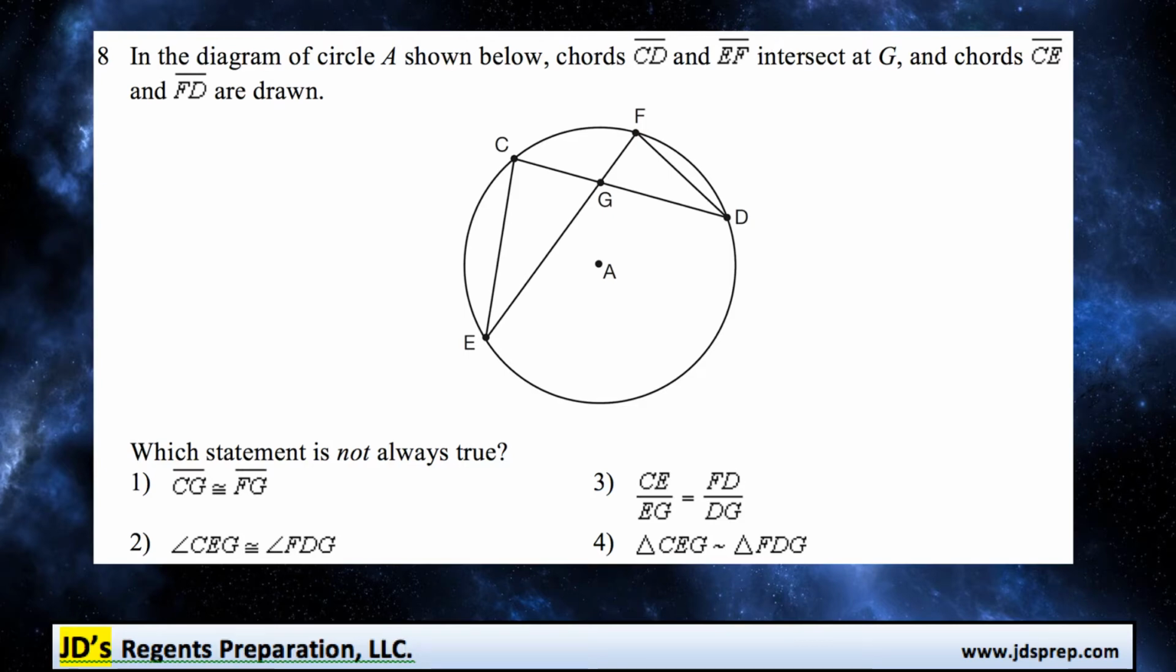This is question number 8 from the June 2015 Geometry Regents exam. In this diagram, we're trying to find out which one of these four statements is not necessarily always going to be true. Now, let's take a look at option number 2.